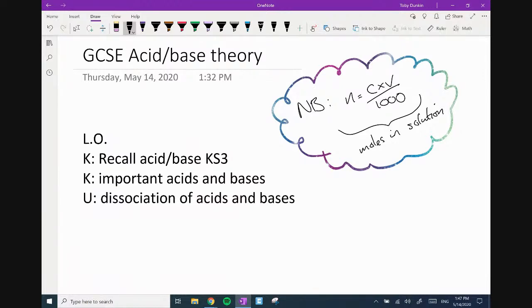And my final learning objective, which is really my aim, is I want you guys to understand the term dissociation, otherwise known as ionization sometimes, but the dissociation of acids and bases. So we'll talk about that today.